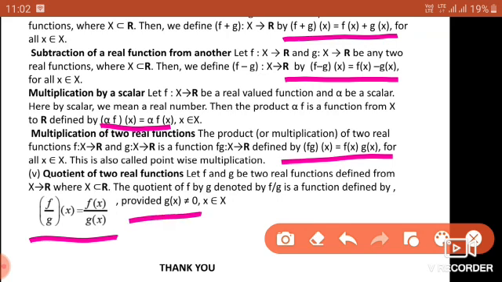So there are 4 types: addition, subtraction, multiplication by a scalar, multiplication of two real functions, and again the quotient of two real functions. I will meet you in the next section.